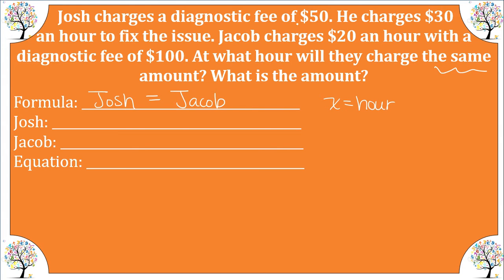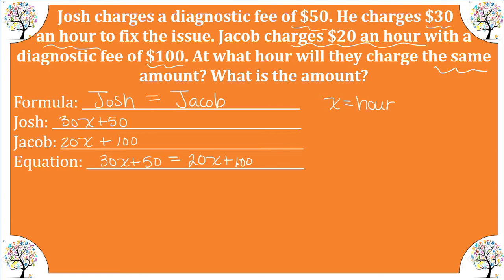So Josh charges a flat rate of $50 and $30 an hour. So it's going to be 30 times X plus the 50. Jacob charges $20 an hour, and his diagnostic is 100. So the diagnostic fees are the upfront fees, and then if each of these fix the vehicle, then they charge $30 or $20 per hour. So now let's substitute in our expressions into our formula. So Josh is 30x plus 50 equals Jacob, which is 20x plus 100.